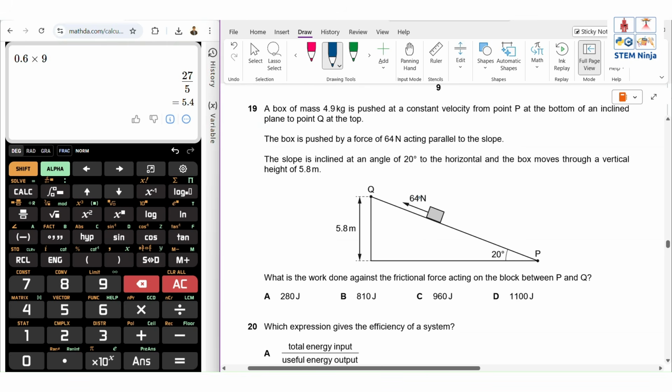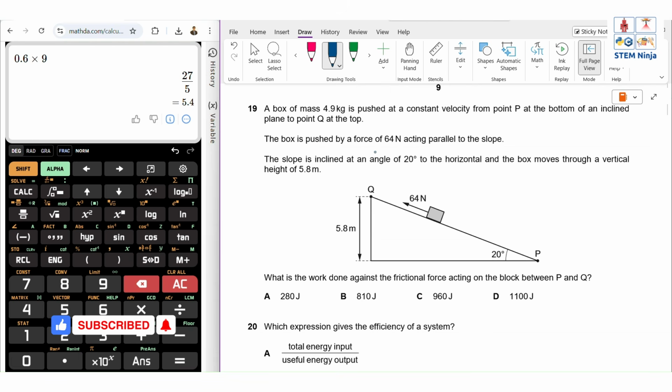A box of mass 4.9 kgs is pushed at a constant velocity from point P at the bottom of the inclined plane to point Q at the top. Box is pushed by a force of 64 newtons parallel to the slope. Slope is inclined at an angle 20 degrees to the horizontal, and the box moves through a vertical height of 5.8 meters. What is the work done against the frictional force acting on the block between P and Q?